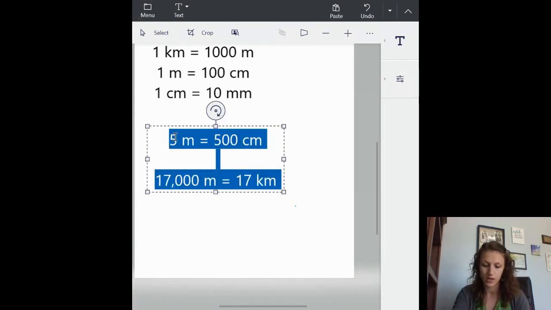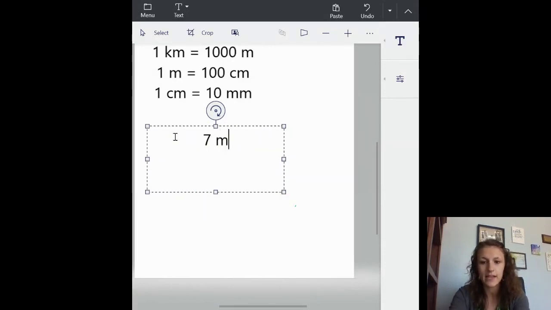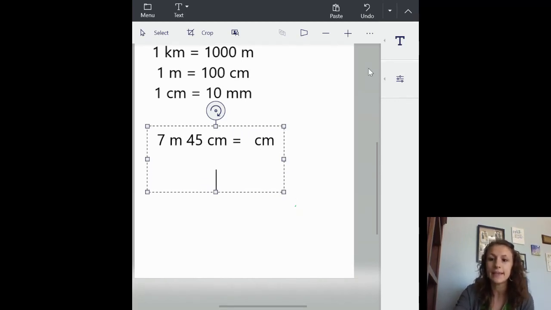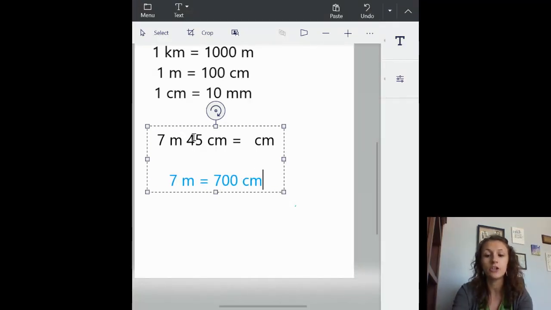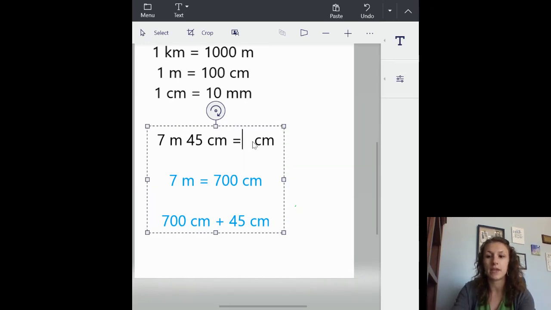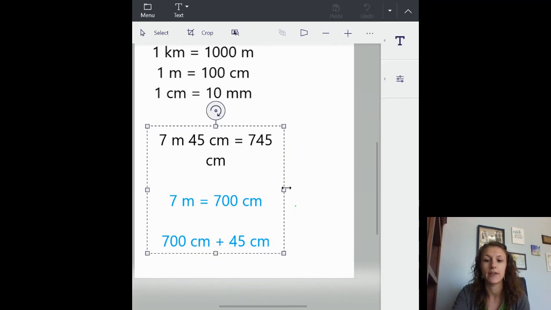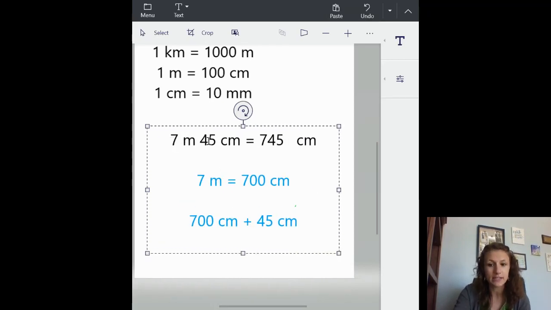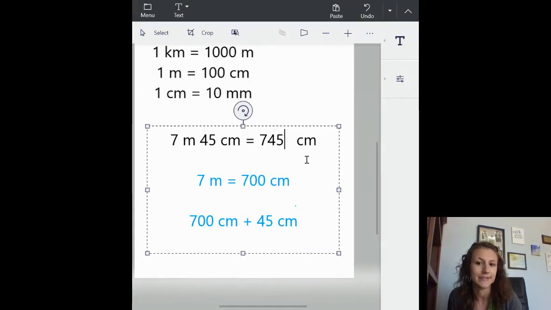We can also use this knowledge to help us convert mixed units. So if I have 7 meters, 45 centimeters, and I want to try to get that to just centimeters. As I'm thinking through this, I notice that part of my value is centimeters, but not all of it. So we need to change that 7 meters to centimeters. So 7 meters, I know, is equal to 700 centimeters, because again, each one is 100. So it'd be 100, 200, 300, 400, 500, 600, 700. So now I have 700 centimeters and 45 centimeters. So that would give me my total of 745 centimeters. So 7 meters, 45 centimeters is the same as 745 centimeters.